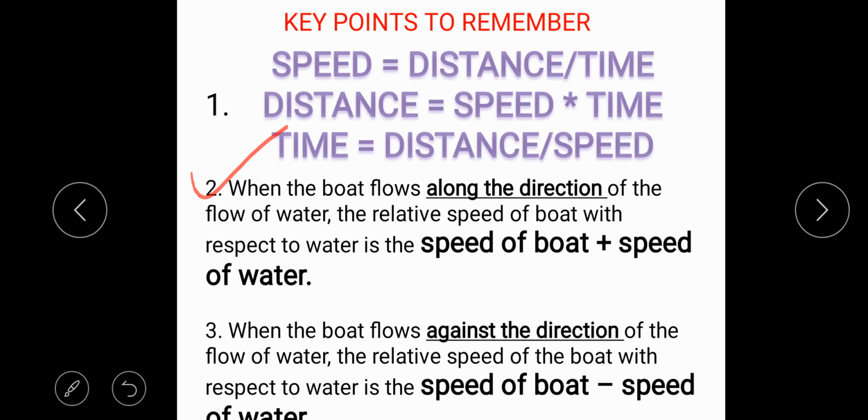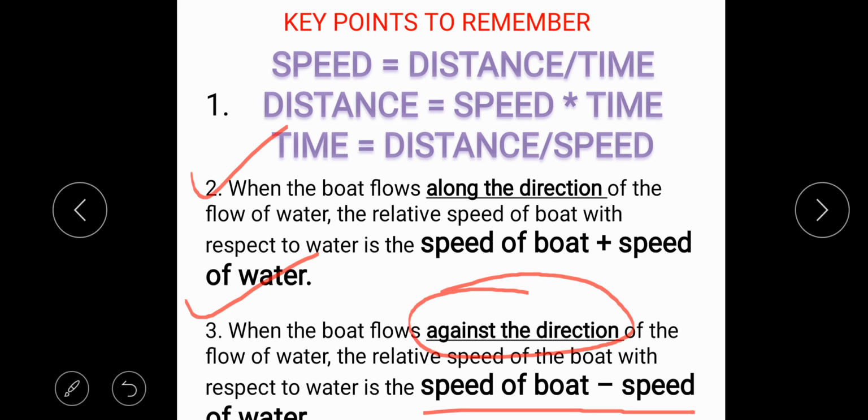Now the third point, again a very important point. When the boat flows against the direction of the flow of water, how do we calculate the relative speed of the boat with respect to water? Then you must subtract: speed of boat minus speed of water.